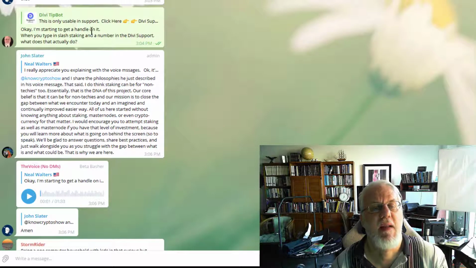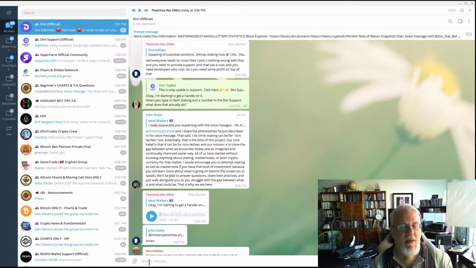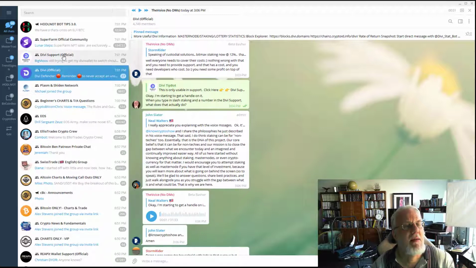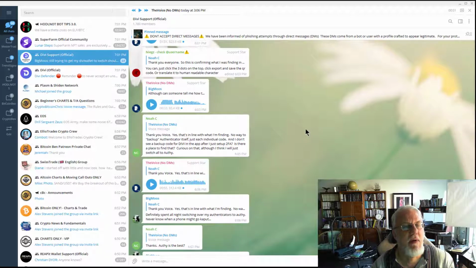Okay, so I'm starting to get a handle on it. When you type in /staking and the number in the Divi support, what does that actually do? So down here at the bottom, you could type in this command, and I can show you, well, just a second. I'll show you what it did. At the time I asked him this, it hadn't come back yet. So it actually takes a few minutes to respond, and I didn't realize it was so slow here.